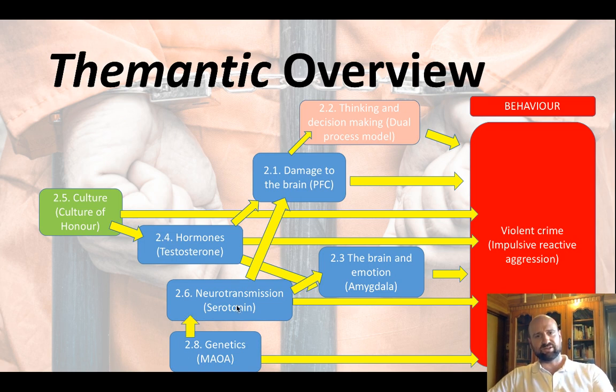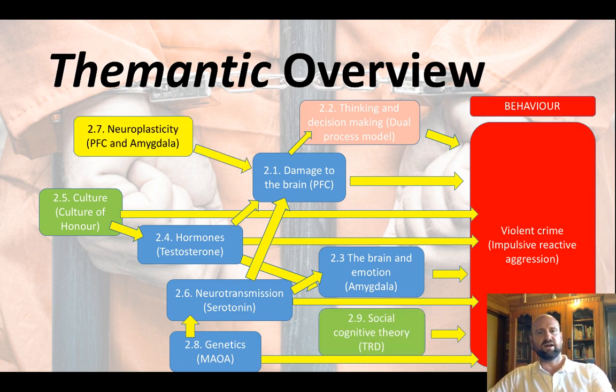And then we see here, serotonin affects the brain, affects behavior. But genetics can affect serotonin, which affects the brain, which affects behavior. And so we can see here, if we know we've got damage to the brain, but then also that the structure and the function of the brain can change.